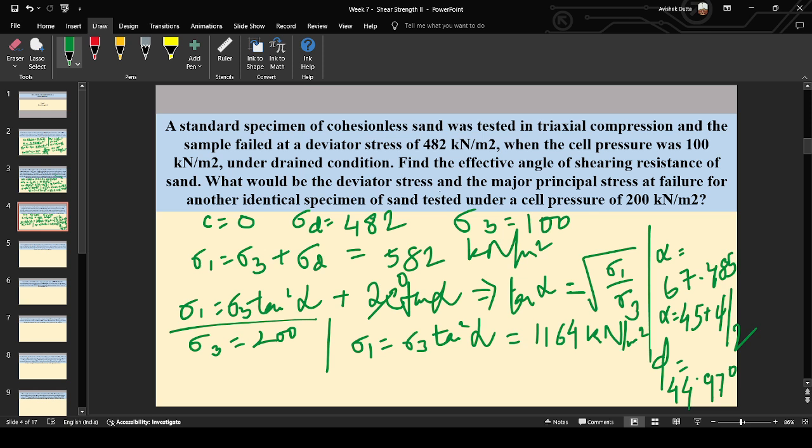So the effective angle of shearing resistance is phi equals 44.97 degree. For the next case, the major principal stress we have found out is 1164. Now the deviator stress, we know sigma d equals sigma 1 minus sigma 3. So 1164 minus 200, it is 964 kilonewton per meter square.